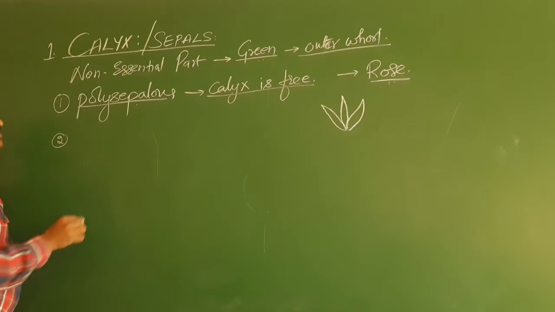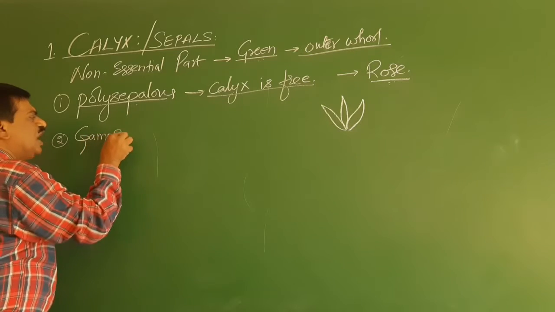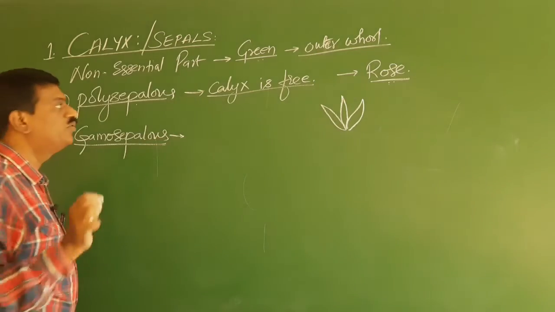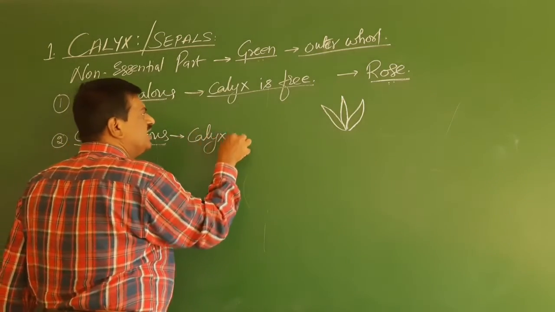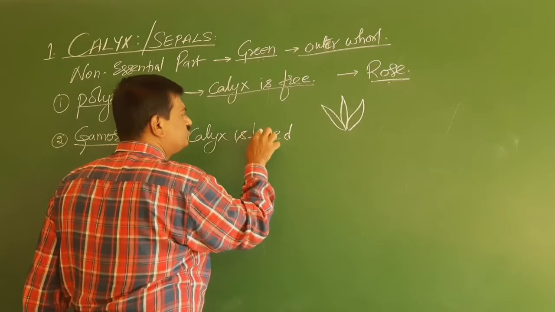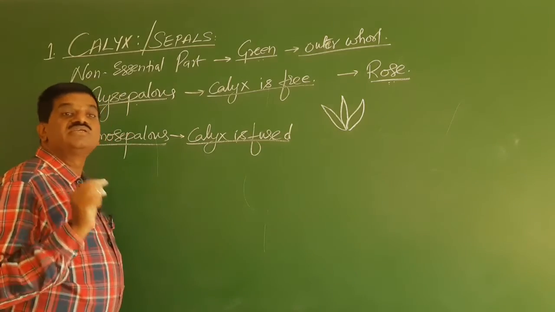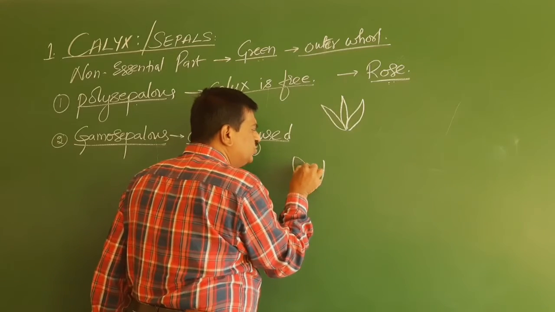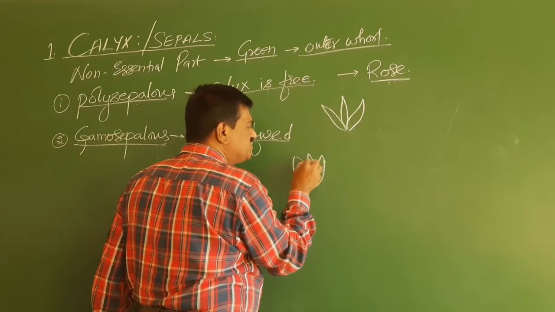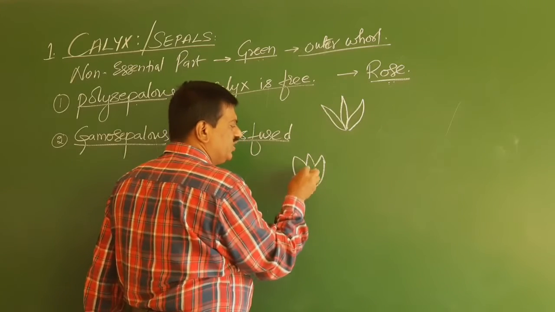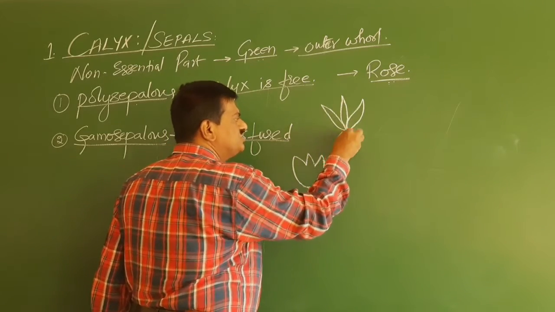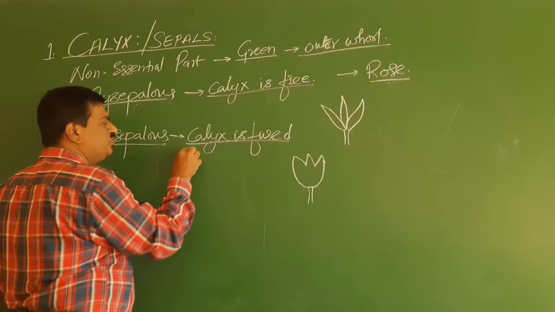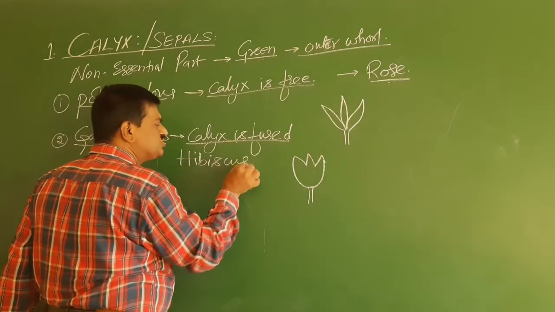So we go for the second one called gamosepalous. The word gamo means fused. Here the calyx is fused, hence it is called gamosepalous. So when you take the sepals, only at the tip we see the presence of free parts, whereas all of them are fused together. Hence this is called fused calyx, called gamosepalous. This can be noticed in hibiscus.